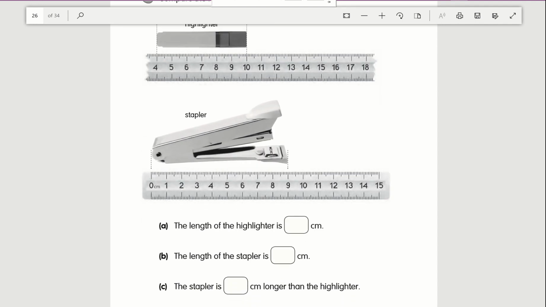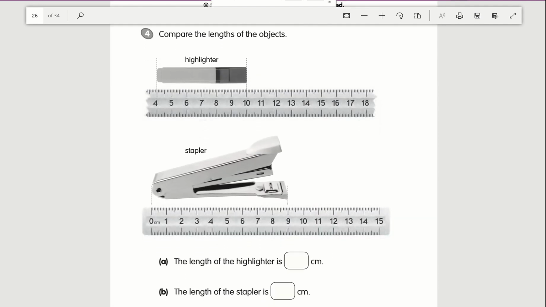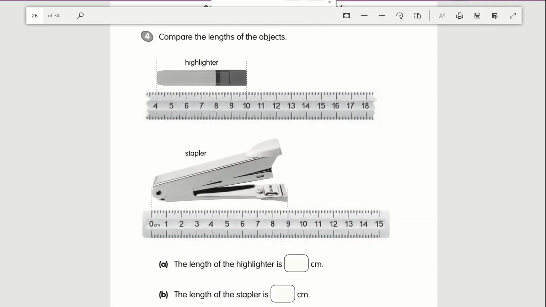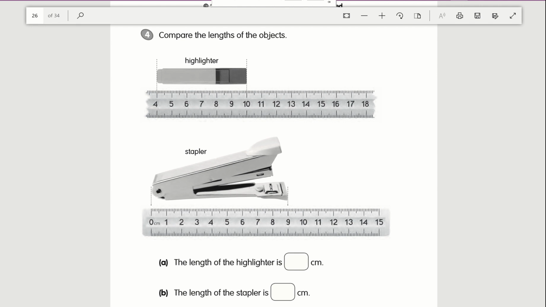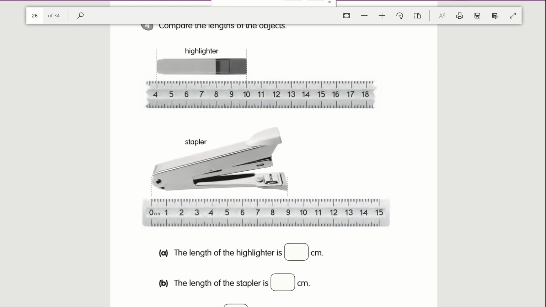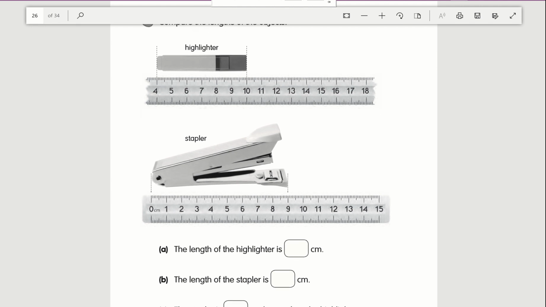Okay, lastly, page 50. Now, I know I didn't ask you to do page 50, so let's do it together. So compare the length of the object. The length of the highlighter is, so the highlighter ends at 10 and starts at 4. So 10 minus 4, it gives you 6. So we know the highlighter is 6 centimeters.